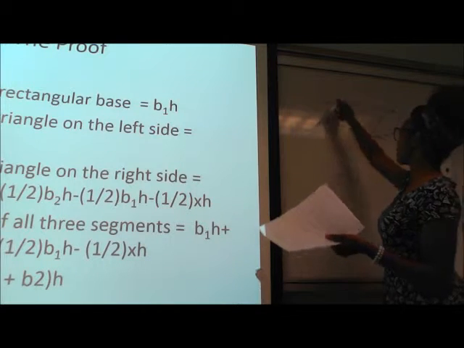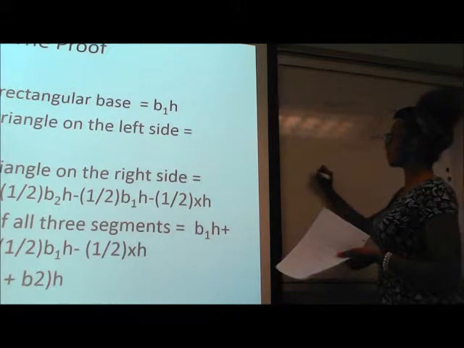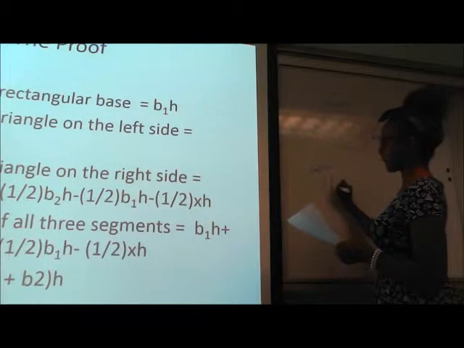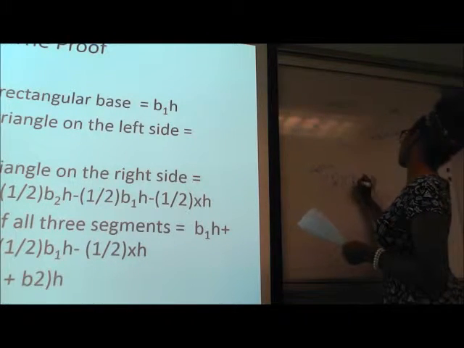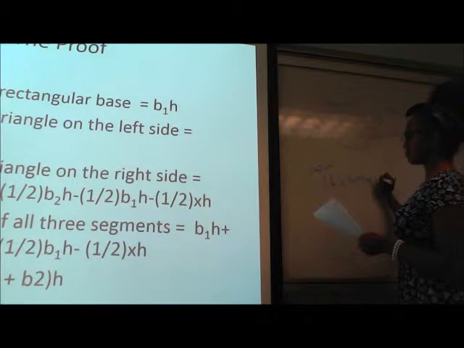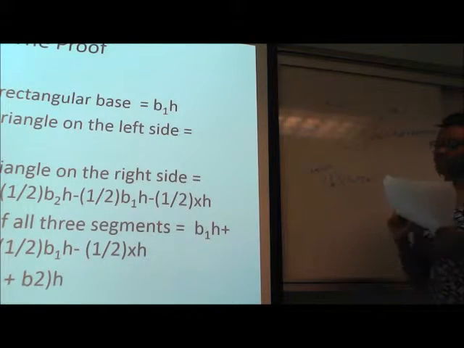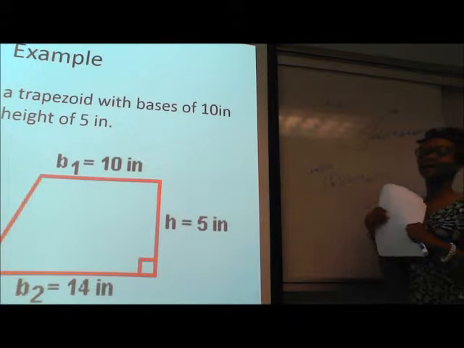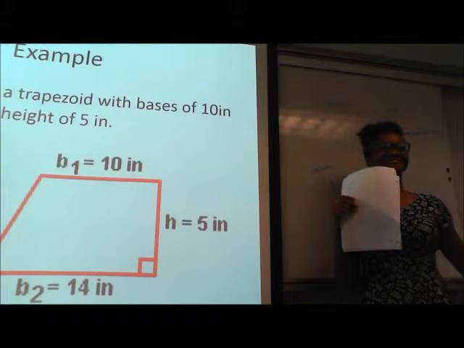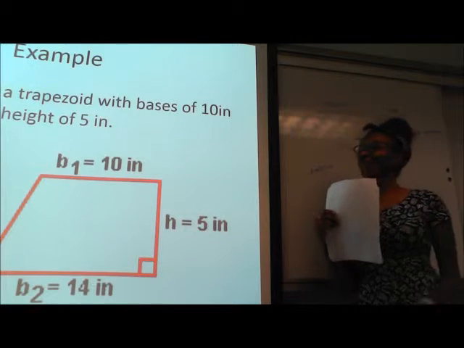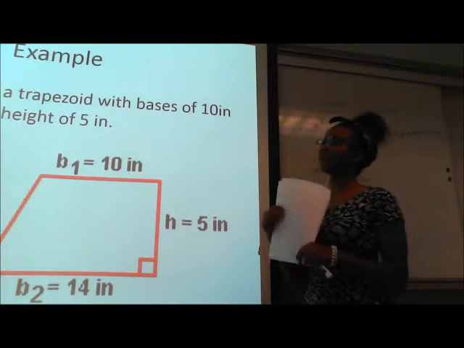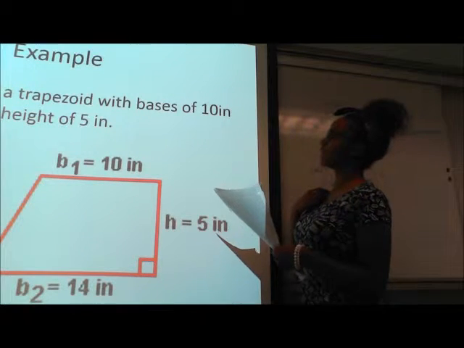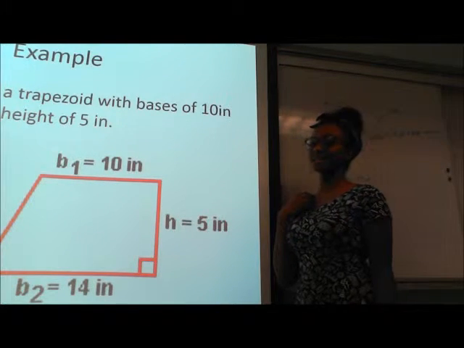And your example for the area of a trapezoid is you have bases of 10 and 14 inches, and you have a height of 5 inches. So your A equals 10 inches, your B equals 14, and your H equals what?